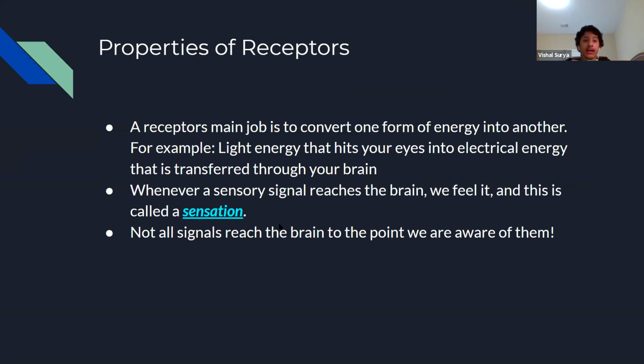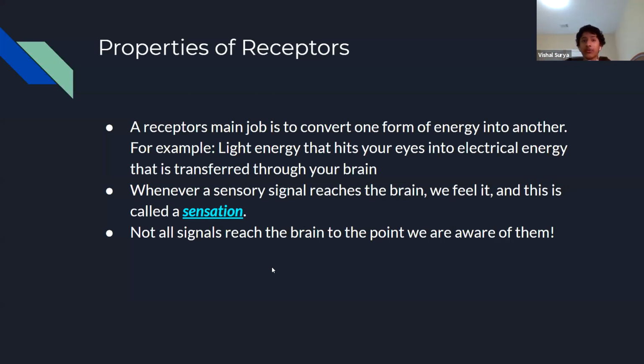You might think of this as light energy that hits your eyes turning into electrical energy that is transferred through your brain. Because if you remember from the last weeks, the neurons and the parts of the nervous system communicate with each other by sending electrical signals. So it's really fascinating how these different objects, such as the eyes, can transfer that energy from light into electricity.